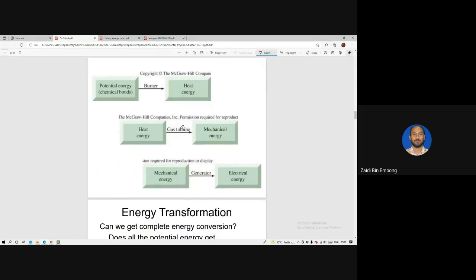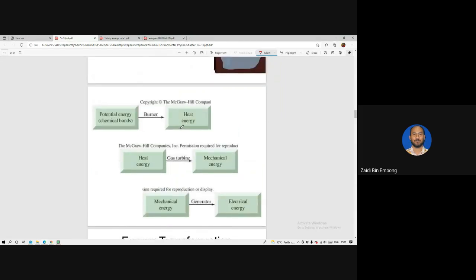Or finally, we can consider it like this: potential energy to heat, because we burn the potential. As I said, potential energy, in this case, is the chemical bonding. We break up the chemical bonding, and then we get the heat energy. From the heat energy, we have the steam. The steam will be what? Rotating the blade. The turbine will be rotating, so we have the mechanical energy.